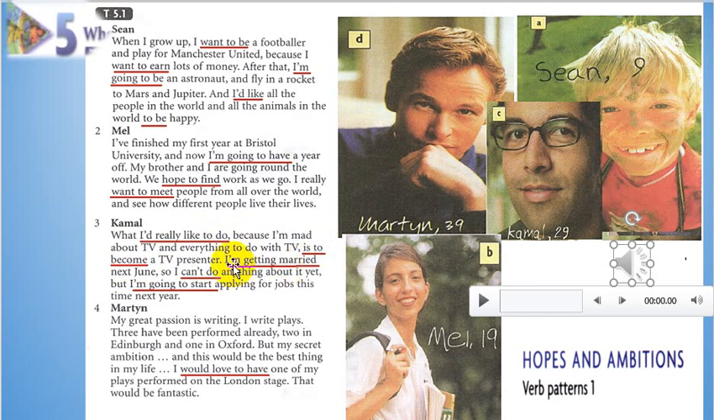I'm getting married. I am getting: verb plus ing. Can't do, cannot, verb plus... no, sorry, that's another thing. We will talk about auxiliary verbs in another unit. I'm going to start: plus verb with ing form. Would love to have: love to plus infinitive. You can consider this as an exercise to identify the verb patterns.